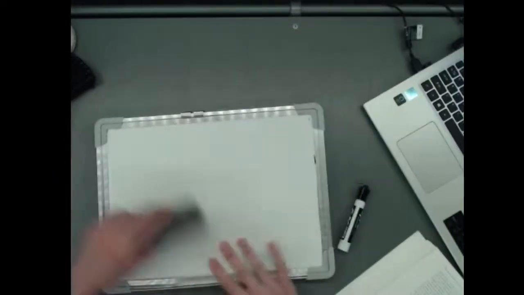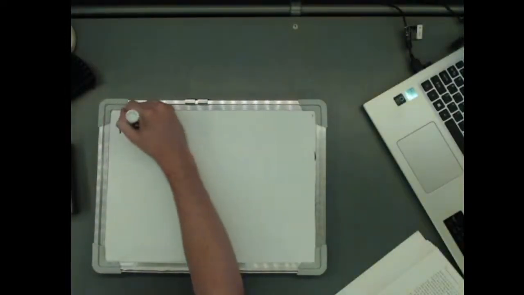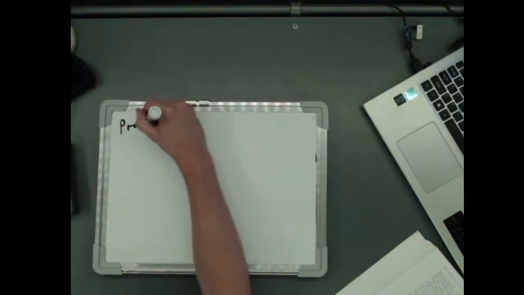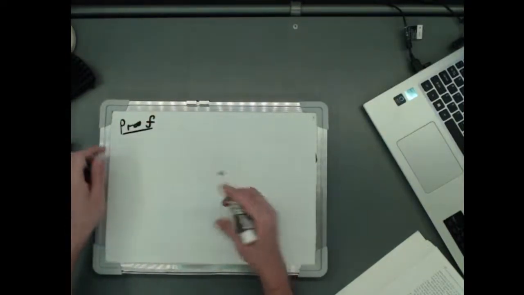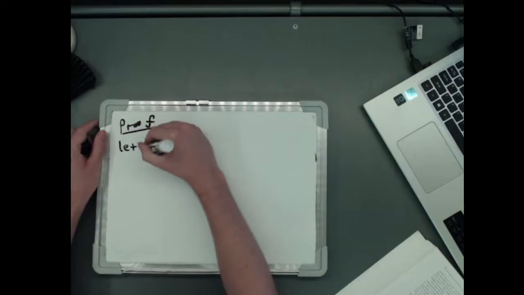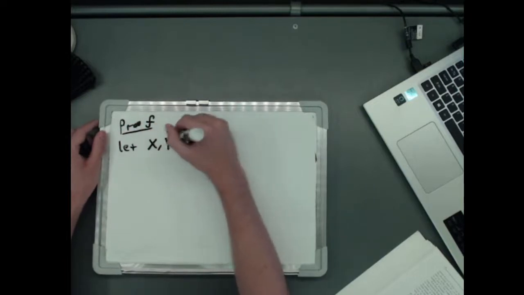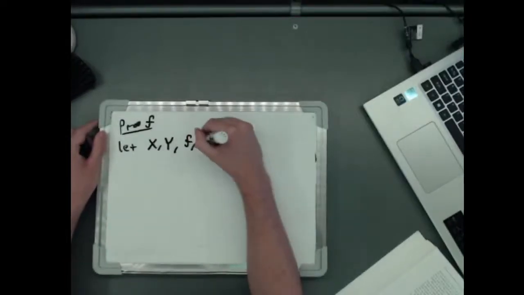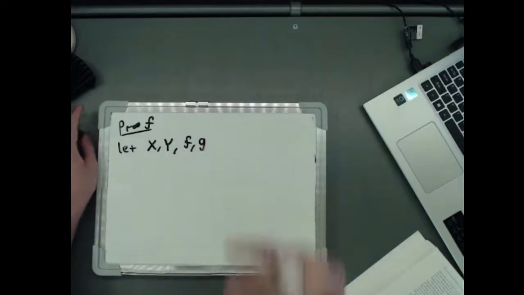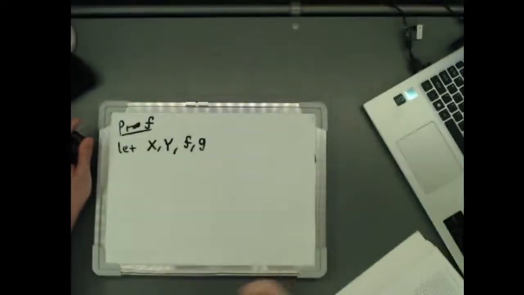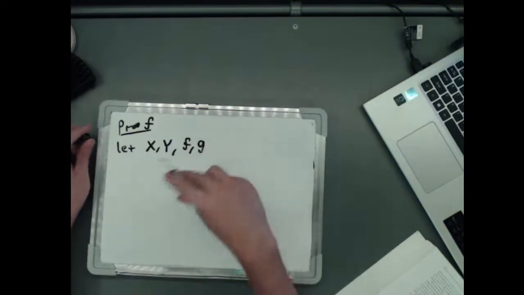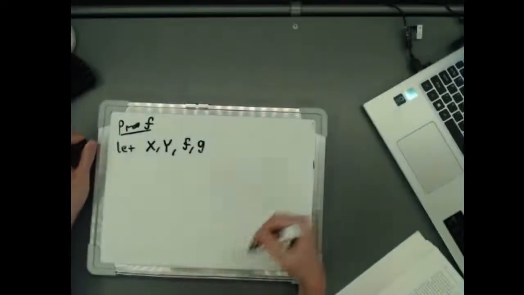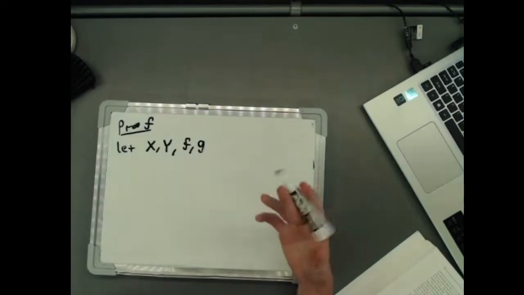With those two lemmas out of the way, we can finally start on a real proof of the Schroeder-Bernstein theorem. The proof is, let's let X, Y, f, and g be exactly as they were inside lemma 2, meaning X and Y are sets, f is from X to Y, g is from Y to X. You know this.